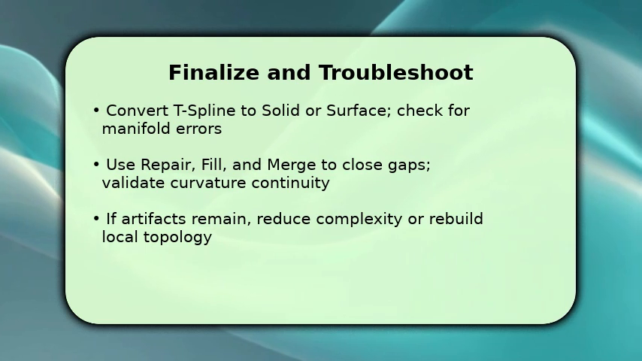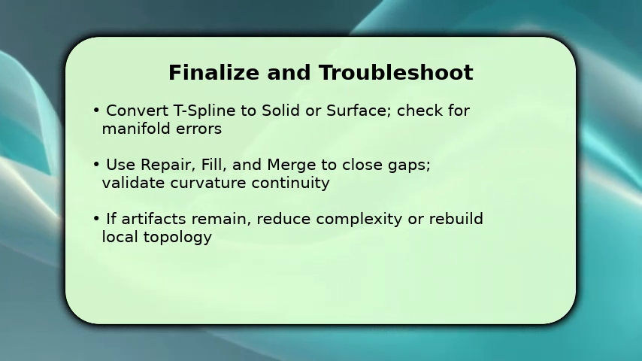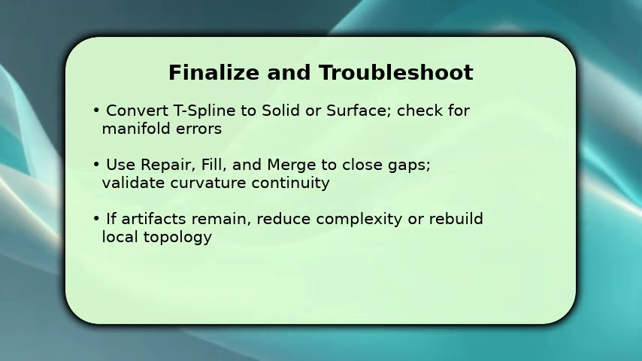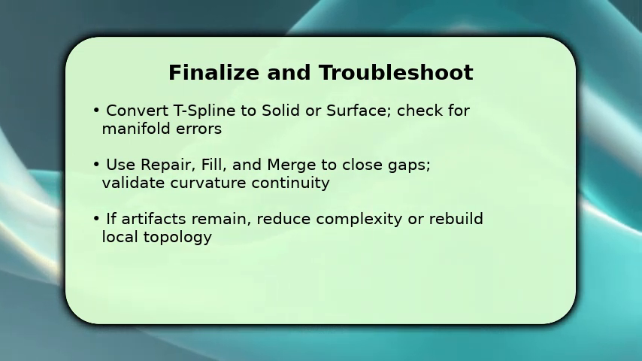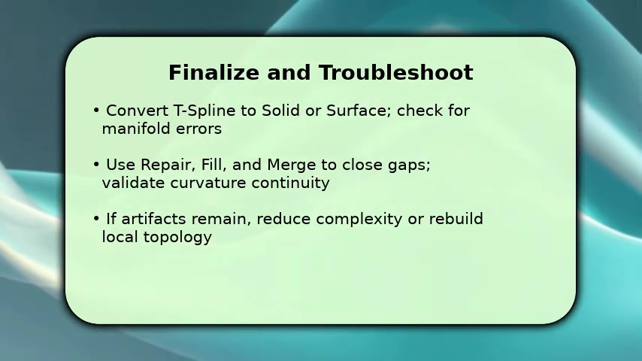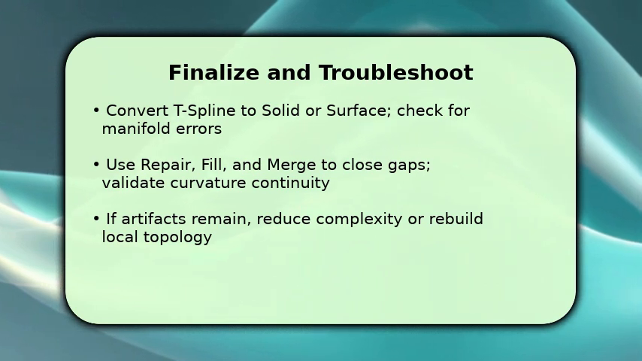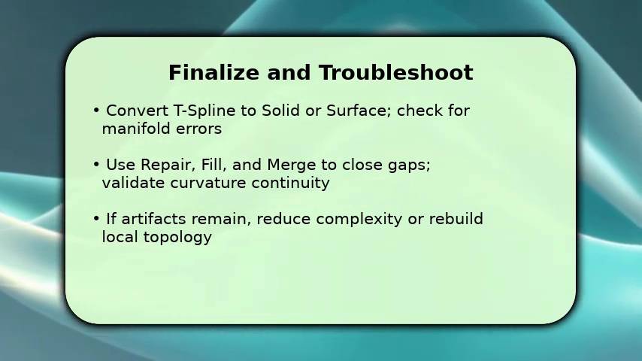If you see shading artifacts or odd pinches, reduce local complexity or rebuild topology in that region. Sometimes deleting a few control points and resubdividing fixes problems. Finally, save incremental versions and export the desired format.